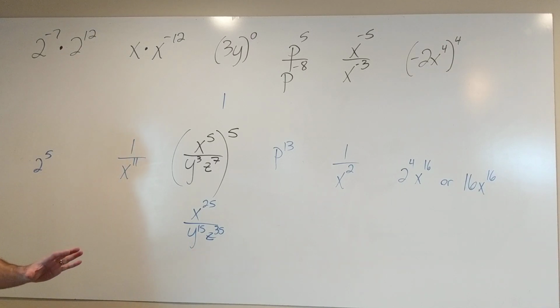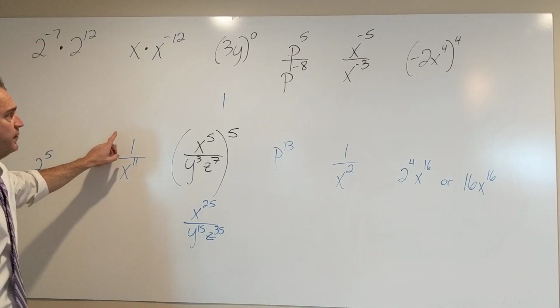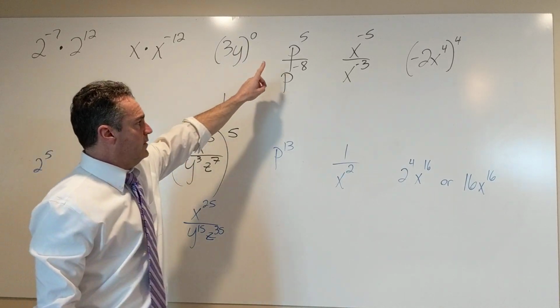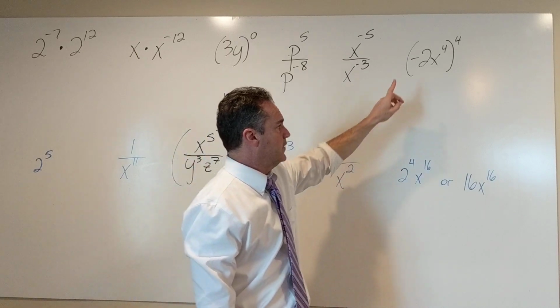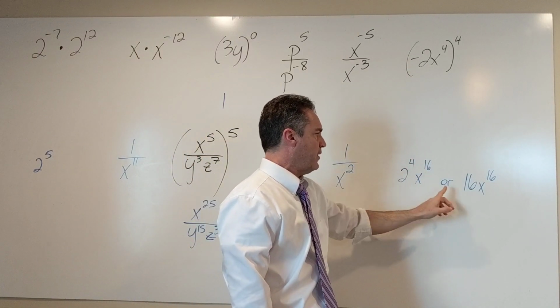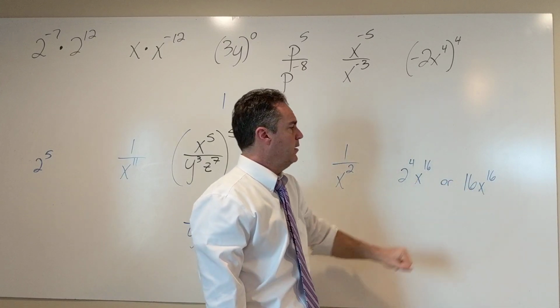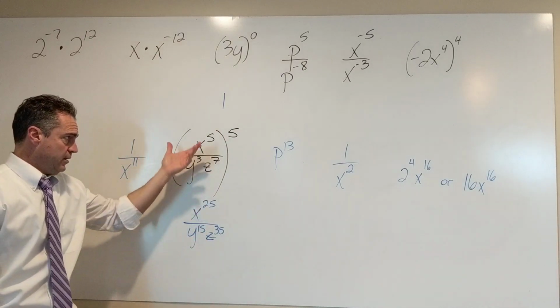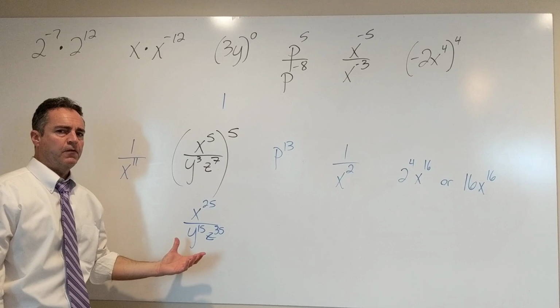Okay, so I've written all the answers in blue under each problem. This one is 2 to the 5th. This one's 1 over x to the 11th. This one is 1. This is p to the 13th. This one is 1 over x squared. This one is positive 2 to the 4th, x to the 16th, or if you multiply that out, 16x to the 16th. Either answer would be correct, okay? And then this one here is x to the 25th over y to the 15th, z to the 35th.